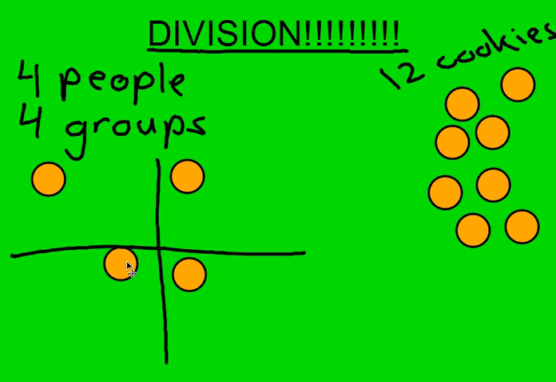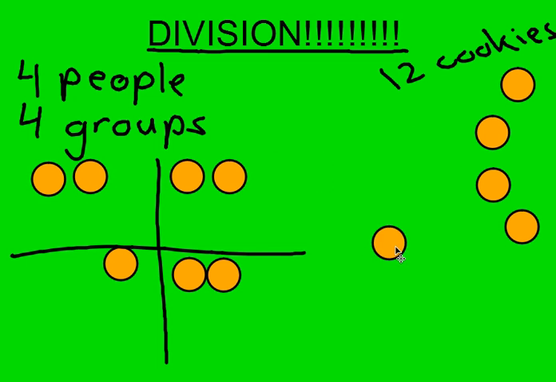Now, I'm not done because, look, I still have some cookies left over here, but I made sure that I still had the same amount in each group. We want to have the same amount in each group every time. So now I'm going to bring the next set of cookies over. 1 in that group, 1 in that group, 1 in that group, and 1 in that group. See how I have the same amount in each group? I have 2, but am I done yet?